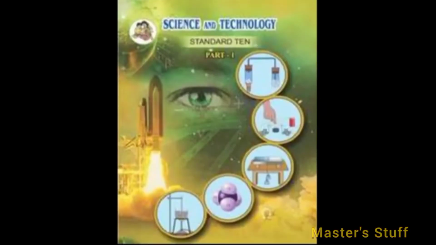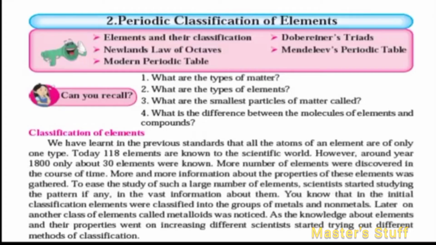Today we are going to study Science and Technology Part 1, Chapter 2, Periodic Classification of Elements. Friends, in the last standard we had studied that the atom of an element is of only one type. This year we are going to see the types and classification of elements.